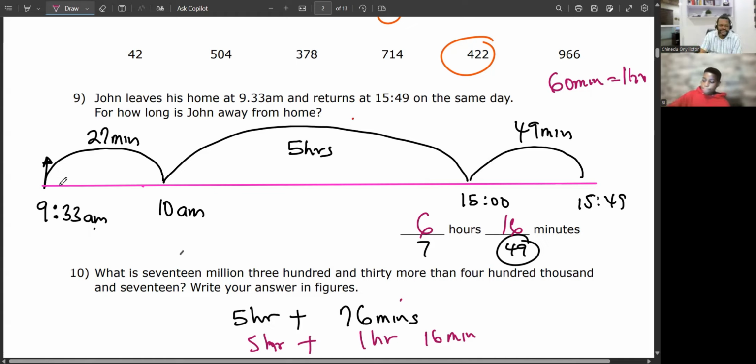If you use this timeline, it makes it a lot easier. So from 9:33 to the nearest hour, which is 10 a.m., that is 27 minutes, right? And from 10 a.m. to 3 o'clock, which is 15:00, is 5 hours. And from that to 49 minutes. So you now add up all your hours and minutes together. It makes 6 hours, 16 minutes. Does it make sense?